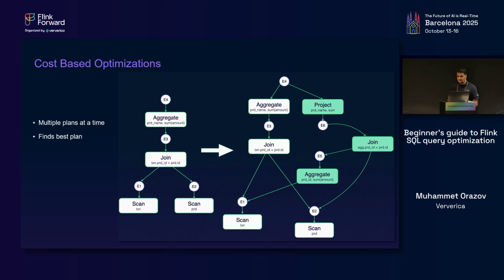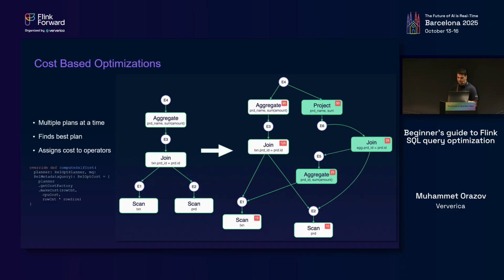But with the cost-based optimization, what does the best plan mean? Here, we also need to define a cost for each of the operators. And each operator defines its own cost, which is based on some information, such as I/O, network, number of rows. And the cost is calculated also including the child.